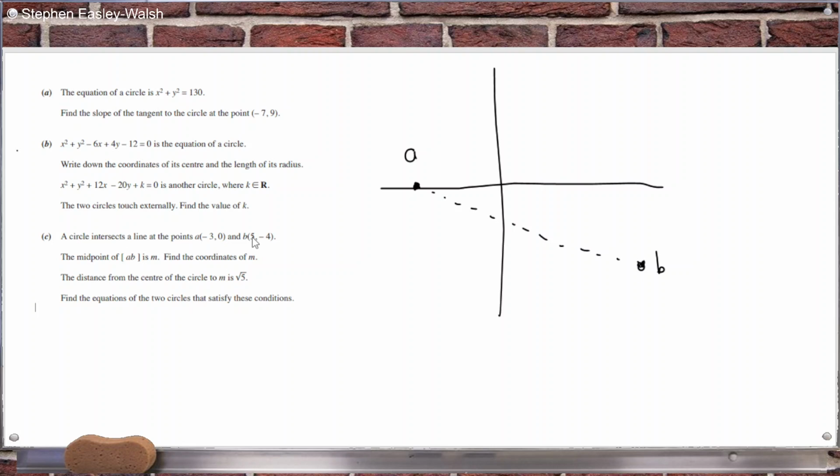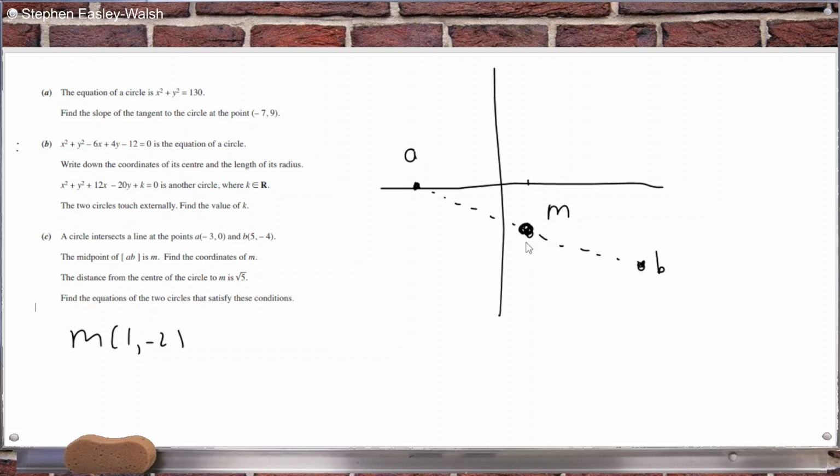So minus 3 and 5 is 2, divided by 2 is 1. And 0 and minus 4 is minus 4, divided by 2 is minus 2. So M is at (1, minus 2). Yeah, okay. Why did I not draw the midpoint on the actual line? That would make more sense. Okay, the distance from the center of the circle to M is root 5.